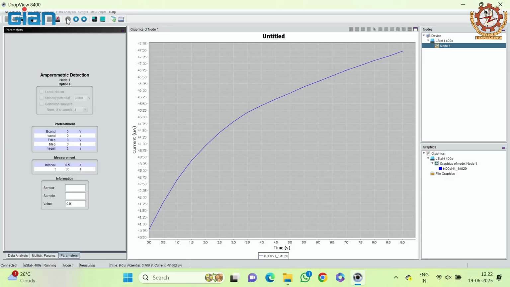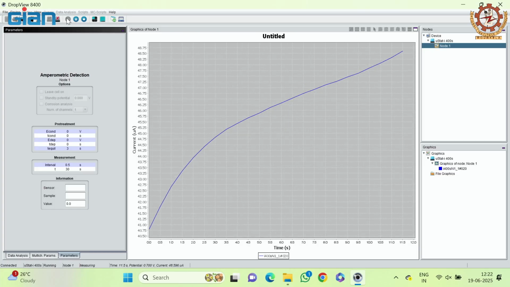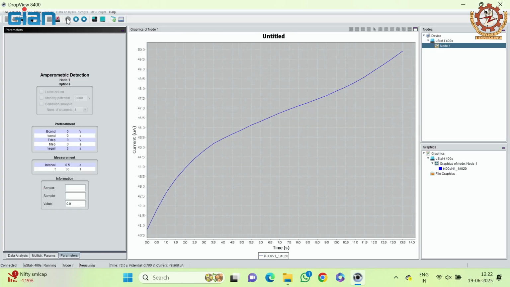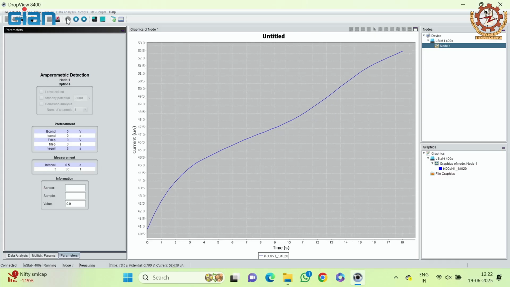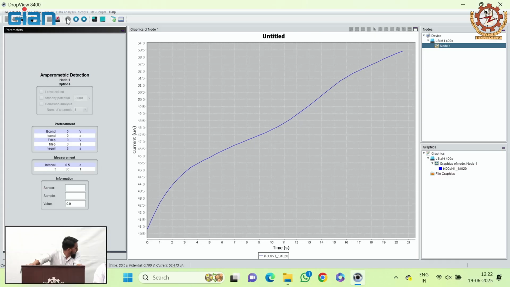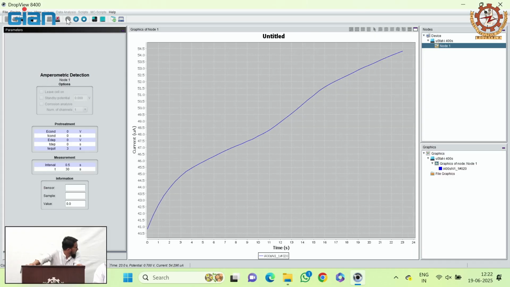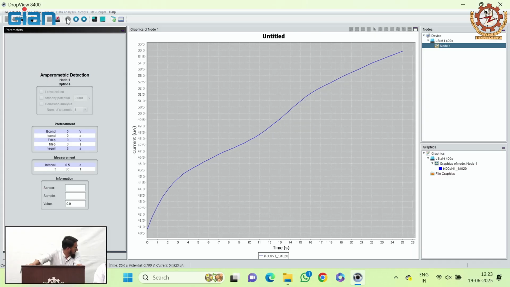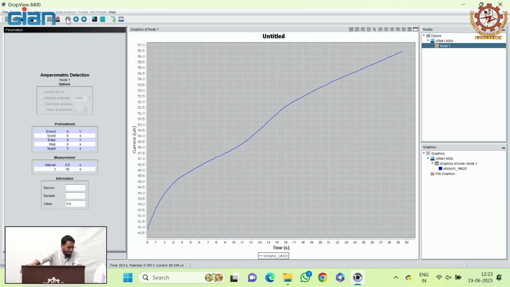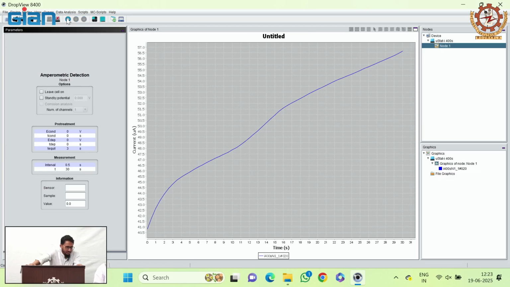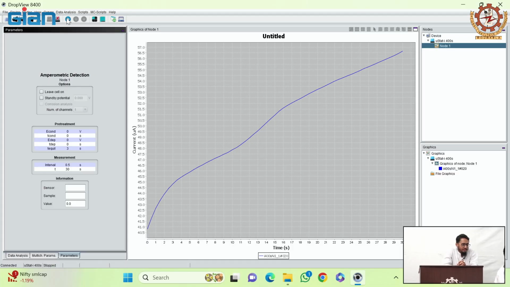So at the end, we will actually look at the current values. You can please note the current value. This is for 30 seconds, right? There is a bit of instability, but we'll see. If the sensor is not working in this session, then we will repeat the same experiment, maybe debug it in the next session and try to make it work. Okay. It's around 57 microamps.